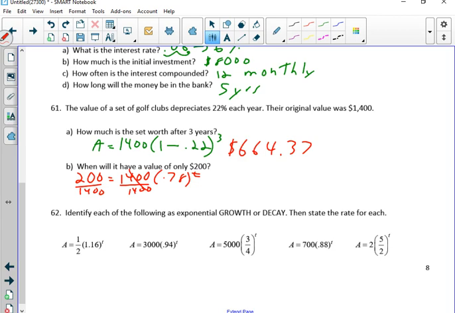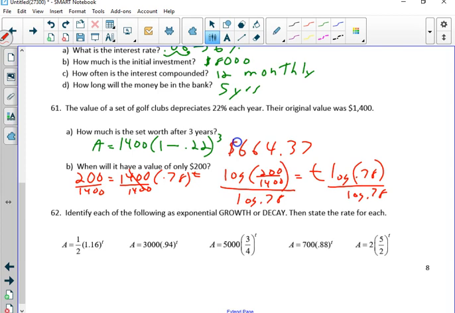So to get the most accurate answer, I need to log both sides. So log, I'm going to keep it as a fraction to get the most accurate answer. 200 divided by 1,400 is equal to t log 0.78. Now, what do I need to do to solve for t? I need to divide both sides by log 0.78.